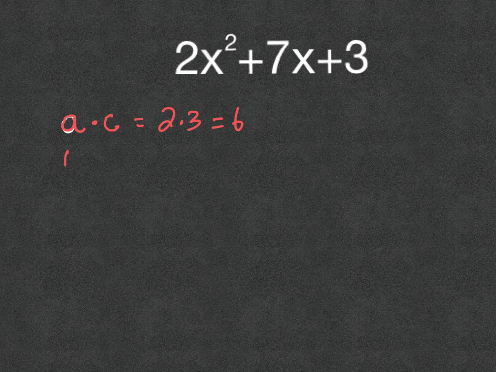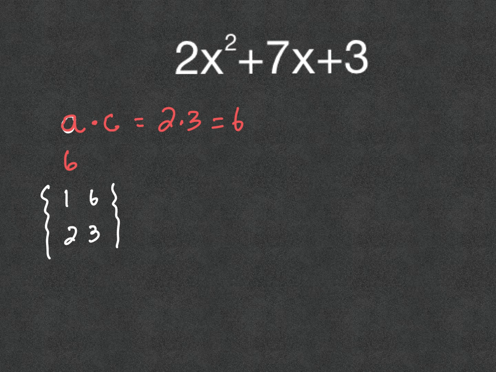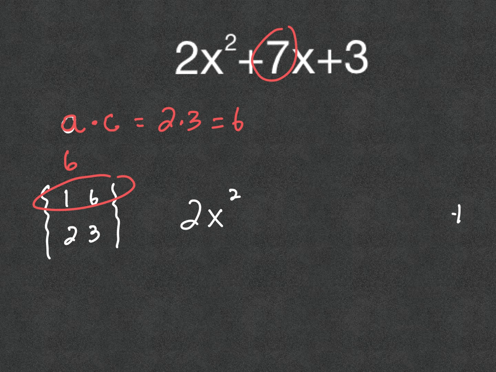Let's take a look at the factors of 6. What are the factors of 6? 1 and 6, 2 and 3. Which ones add up to 7? Yes, that's right, the 1 and the 6. Great. Now, the first term, 2x squared, doesn't change. The 3 doesn't change.